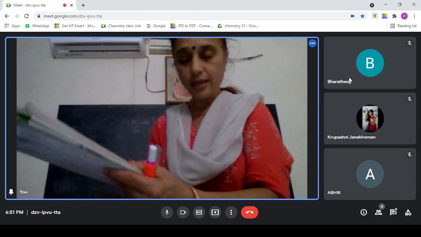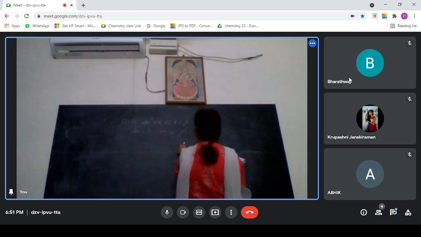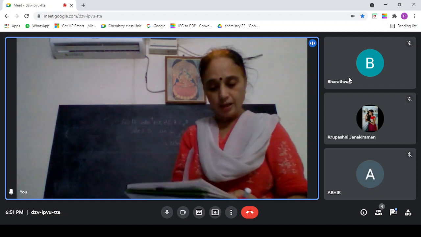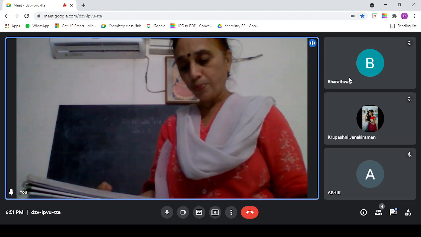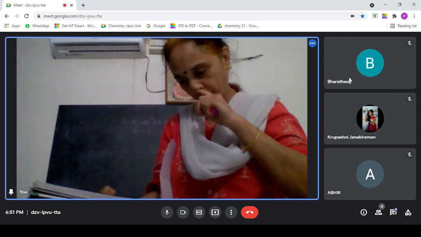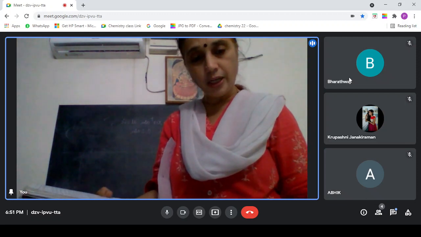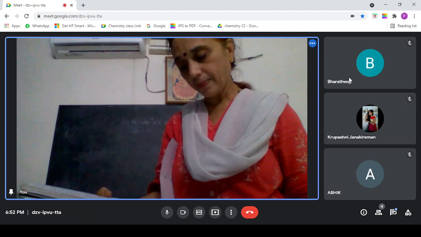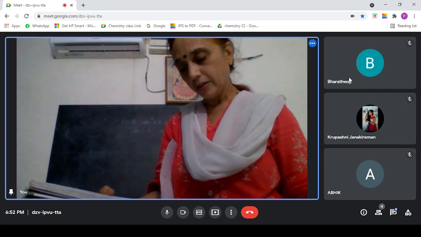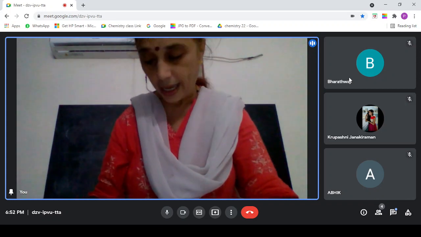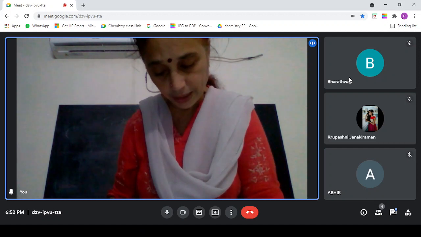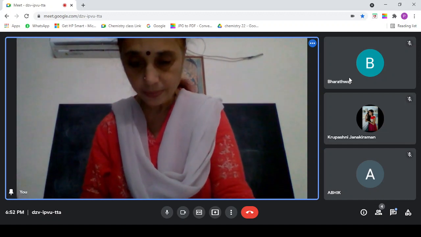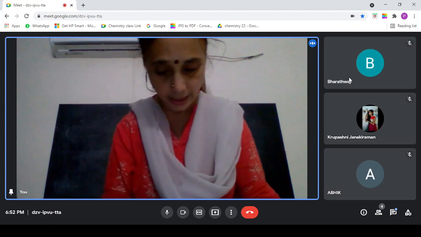calculate the concentration in moles per liter of dissolved oxygen in water in equilibrium with air at 25 degrees centigrade.